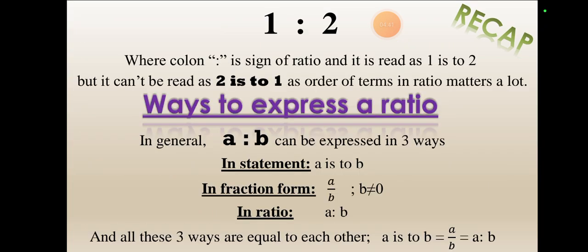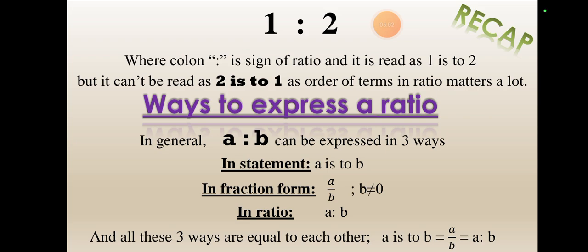Like A ratio B, I have an example. A ratio B, or I can also say 1:2, where the colon, this two-dot sign, is the sign of ratio, and it is read as A is to B, 1 to 2.